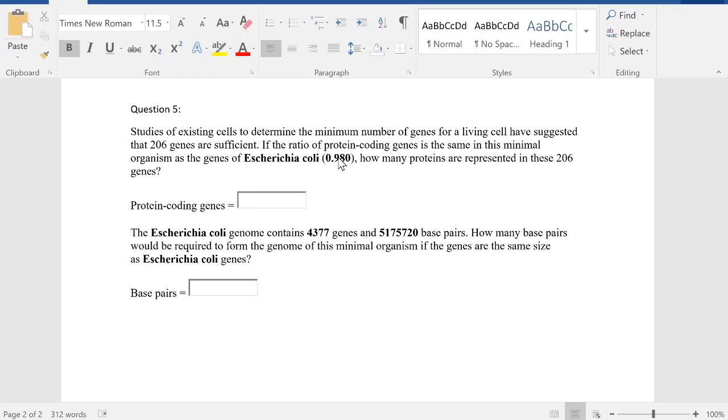Now that may be slightly different from the number that we got because they're going to give us different numbers to make everybody's numbers different, right? So if we got 0.980 ratio of protein encoding genes, how many proteins are represented in these 206 genes? Well, we're not given this as 98.0%, we're given it as 0.980. So what does that mean?